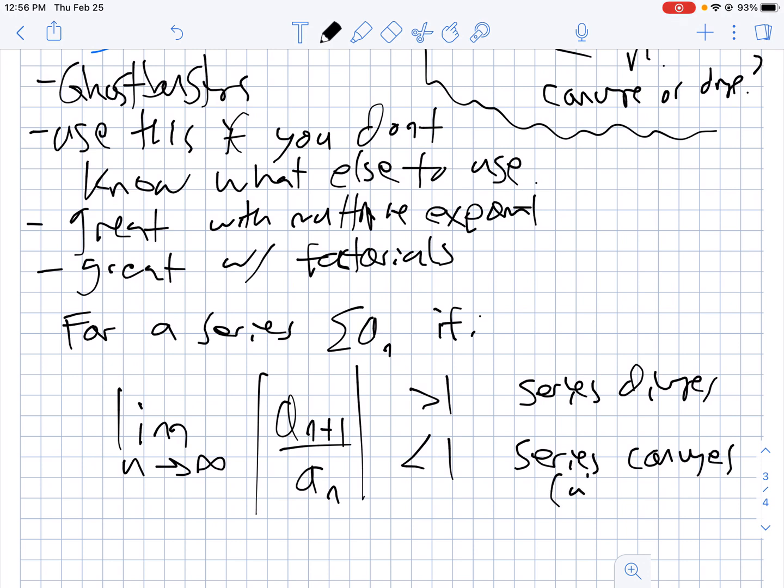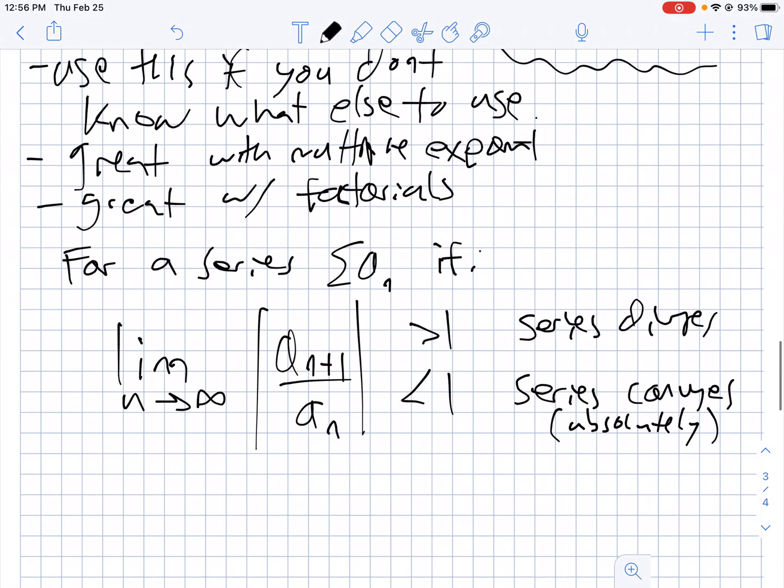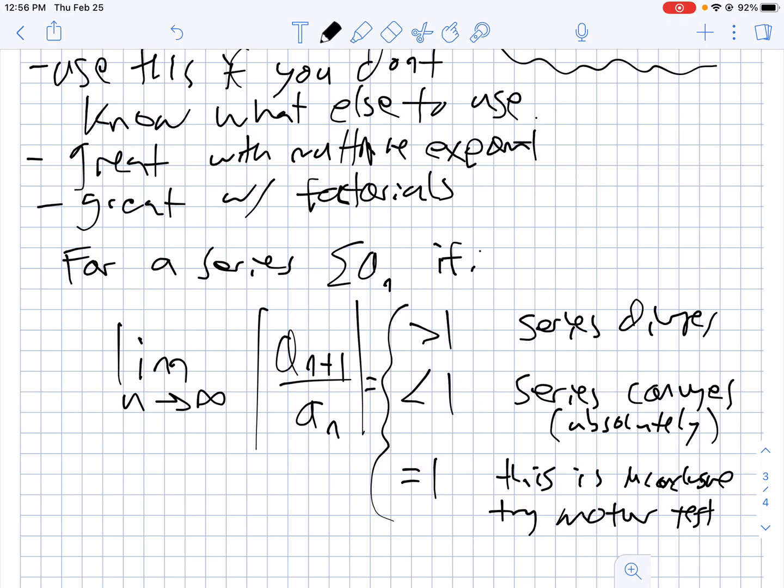And it actually converges absolutely, which is kind of cool. In all cases, it'll be an absolute convergence if this limit is less than 1. And if the limit is equal to 1, this is inconclusive. And basically what you should do is try another test. So if you do the ratio test and you get a value of 1, just do another test. Usually it's like a p-series or something.